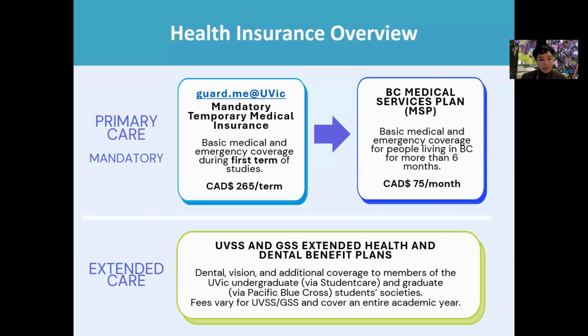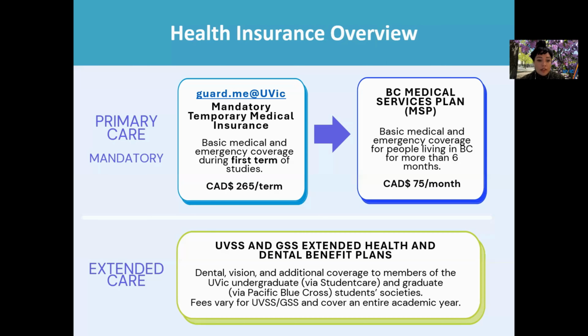The other piece of your comprehensive health insurance package is going to be your extended health benefits. So at UVic, all extended health benefits are administered through your respective student union. So if you're an undergraduate student, that would be the UVSS, the University of Victoria Student Society. And for graduate students, it would be the GSS, the Graduate Student Society.